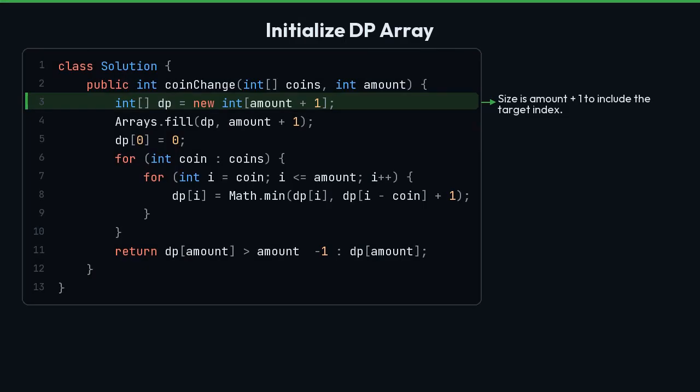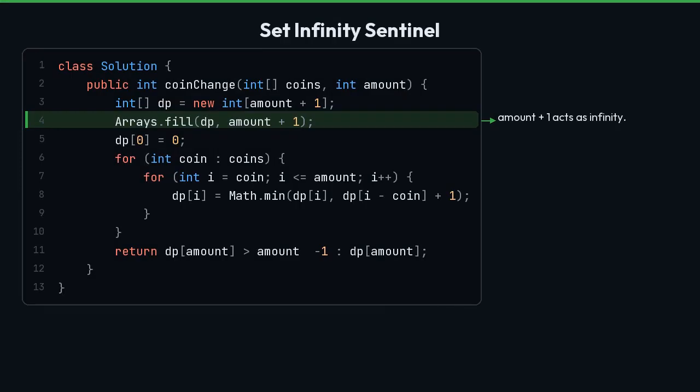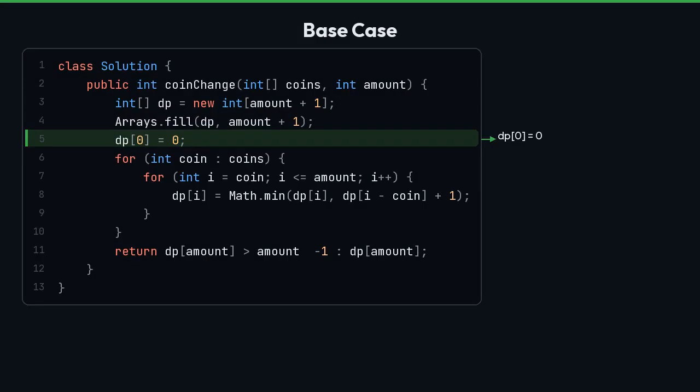We create an integer array of size amount plus 1 to store the minimum coins for each subamount. The extra slot handles the target amount itself at index amount. We fill the array with a value larger than any possible answer, such as amount plus 1. This acts as our infinity sentinel to indicate that a subamount has not yet been reached. We set dp[0] to 0 because 0 coins are needed to make an amount of 0. This is the base case that allows all other calculations to build upon it.